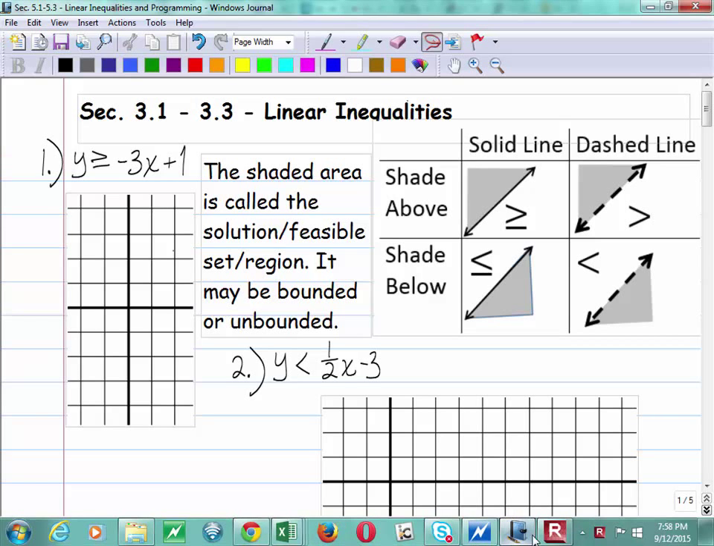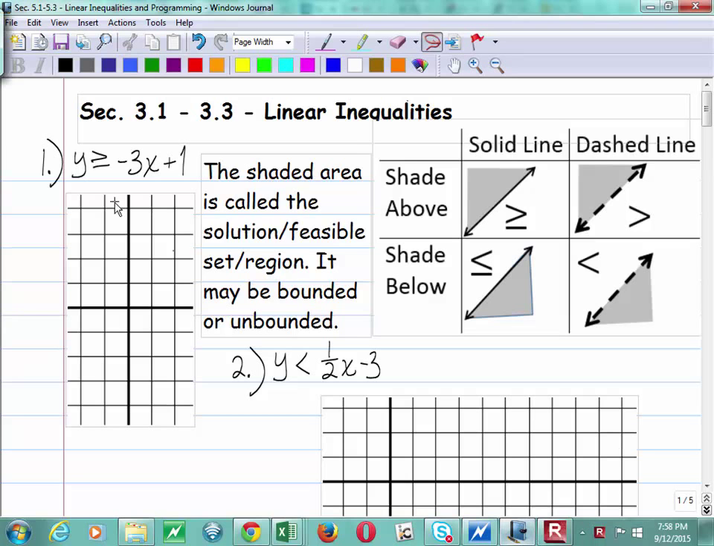Alright, so this is the video for Chapter 3, and for Chapter 3 we're going to be talking about linear inequalities. Right now we're just going to graph some lines and do some shading.